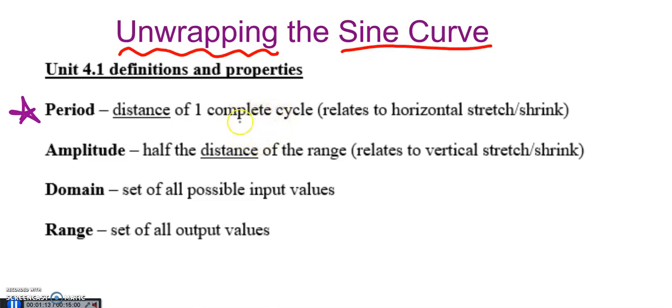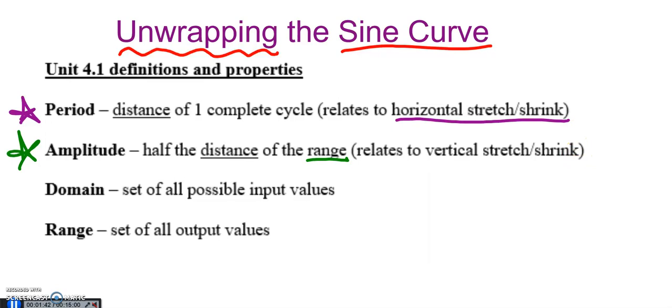Like I just mentioned, in the standard sine curve, that's going to be once around a circle, one cycle. But eventually, we're going to talk about that as it relates to the horizontal stretch and shrink. If you remember from previous math topics on transformations of functions, we can stretch and shrink horizontally. The next vocab word we're going to need is amplitude. The amplitude is going to be half the distance of the range. Range is talking about y values, and so this relates to our vertical stretch and shrink, and you'll see what this looks like in just a minute.